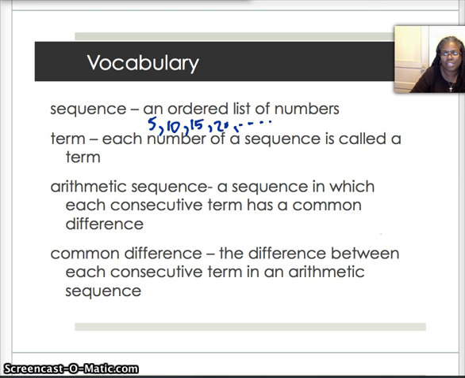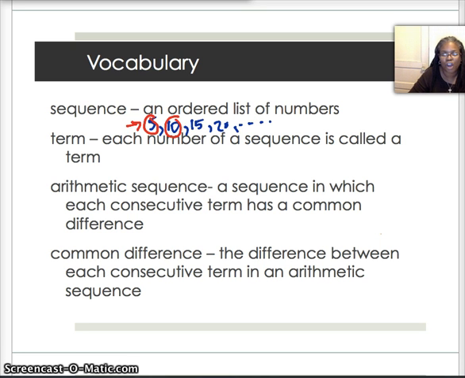Another thing about sequences that's really important is for us to recognize that each number in a sequence is ordered, and the order is determined by the term number. This is the first number, the first term of the sequence. So 5 is a term, 10 is a term, 15 is a term, but 5 is the first term. 10 is the second term, 15 is the third, 20 is the fourth, so forth and so on.